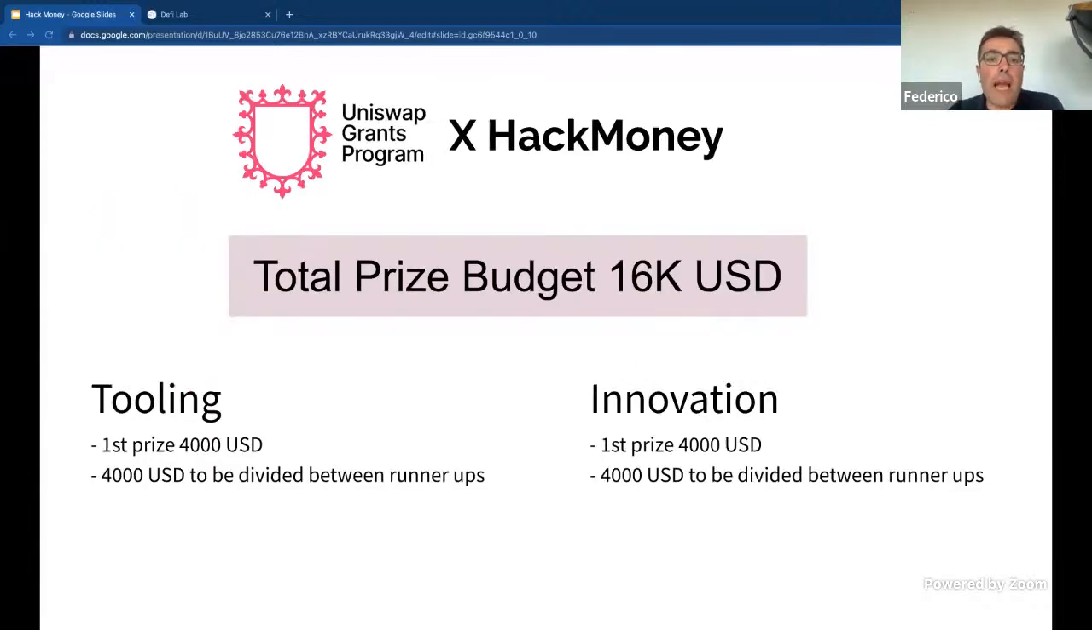For the Hack Money Hackathon, the Uniswap Grants Program committed $16,000 in prizes for the best Uniswap hacks. We identified two categories for this competition. The first one is about tooling. If your team is building tools to help other developers building on top of Uniswap, or if you are building tools to improve the end user experience, you should apply here.